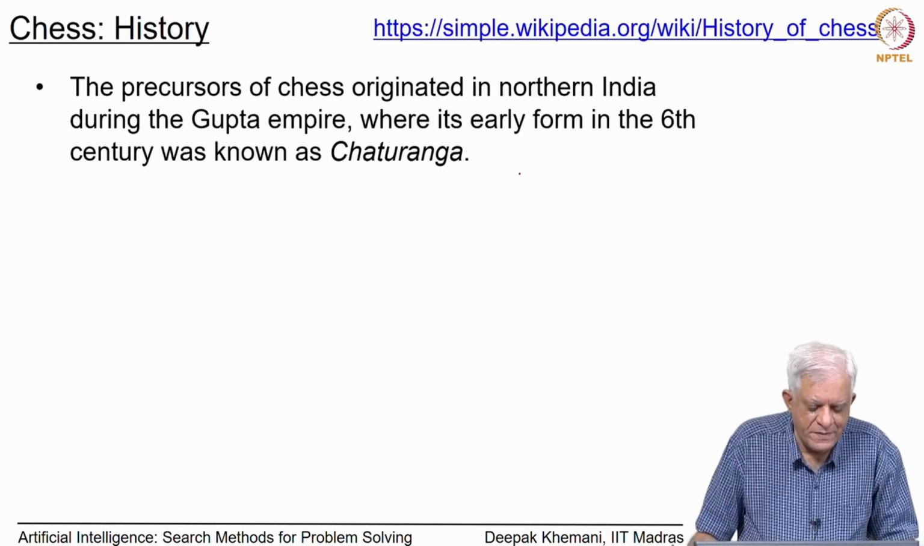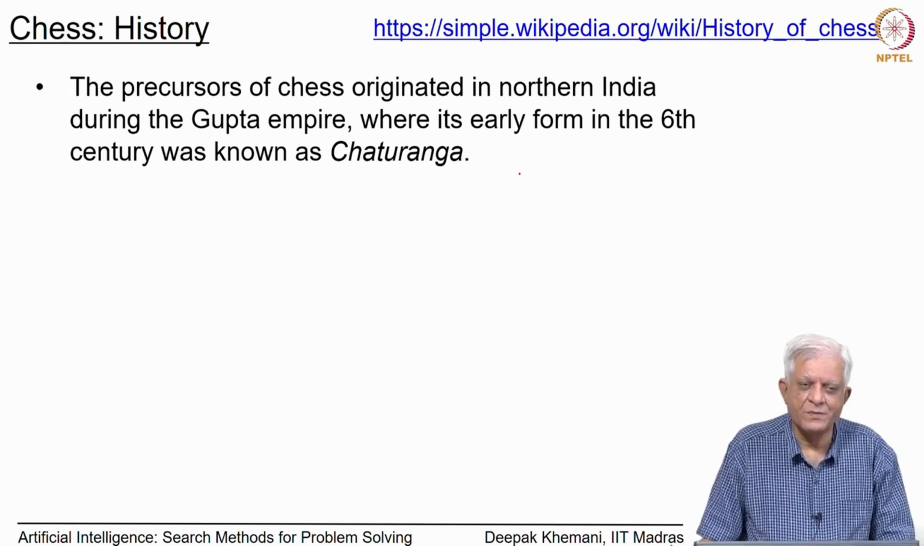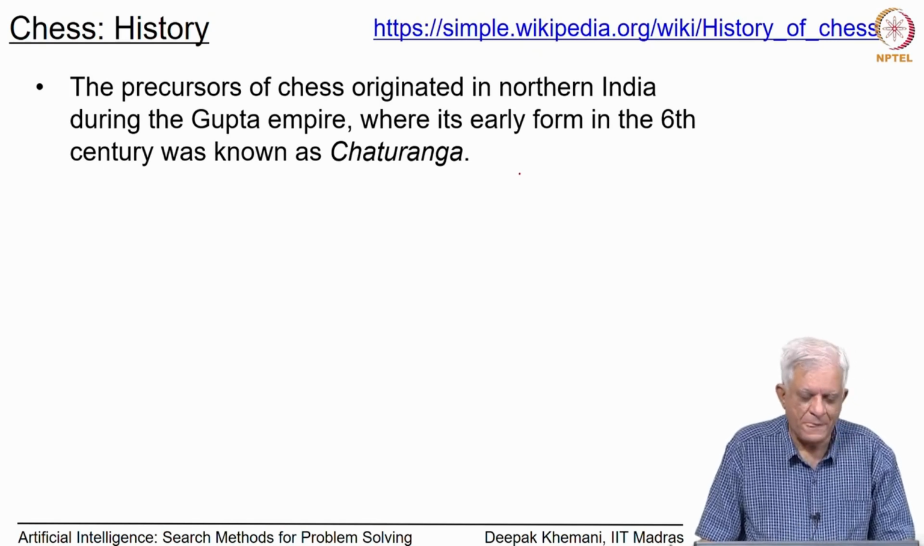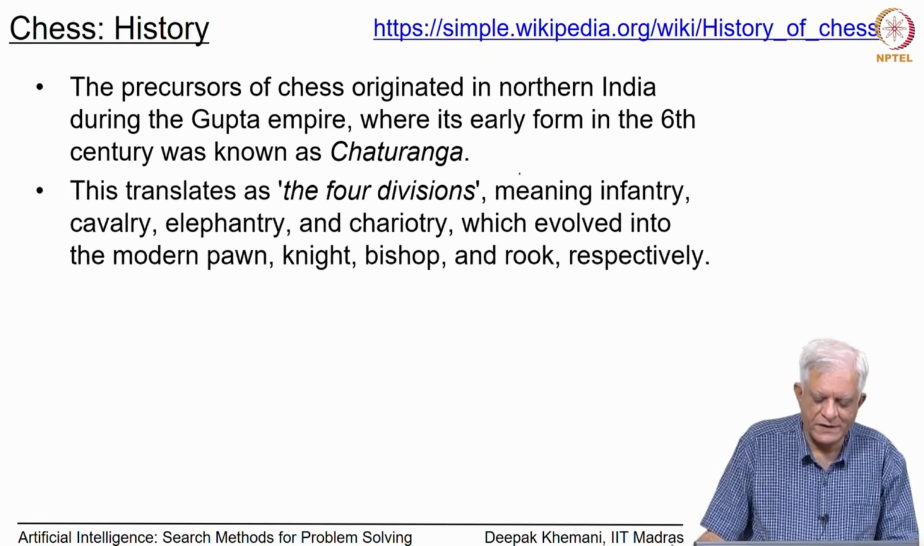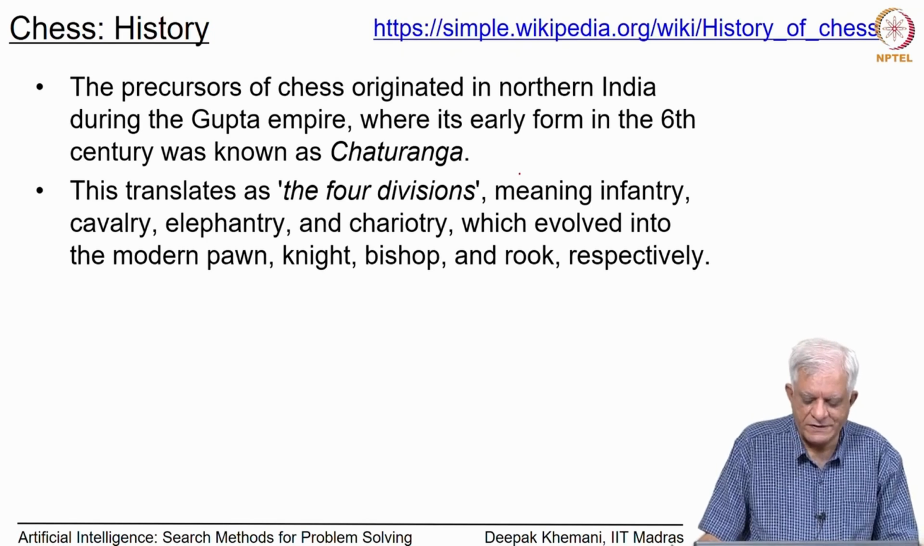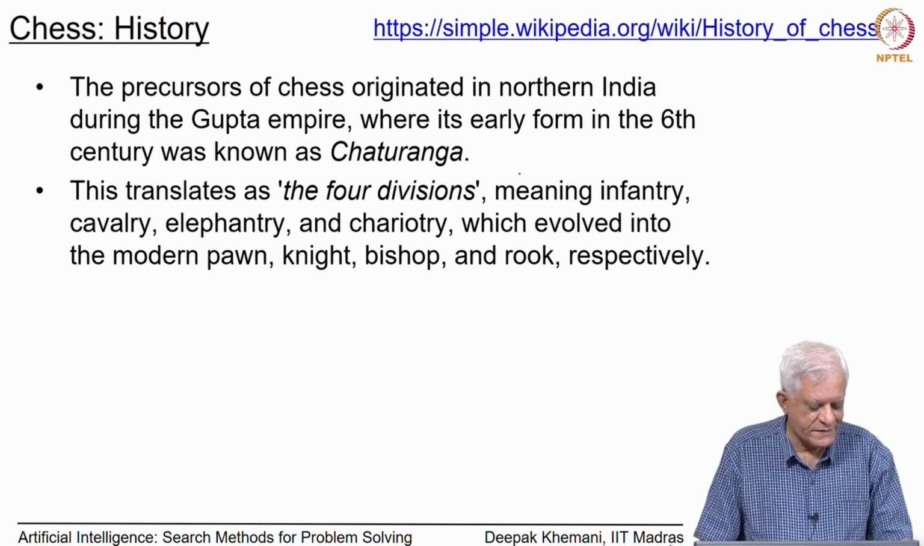It is an ancient game, and the precursors of chess were in northern India during the Gupta Empire in the 6th century, and at that time the game was known as Chaturanga. Then it moved to other parts of the world. The word Chaturanga comes from 4 divisions, which meant at that time infantry, cavalry, elephantry and chariotry, which eventually evolved into the modern day pieces of chess, which are pawns, knights, bishops and rooks essentially.